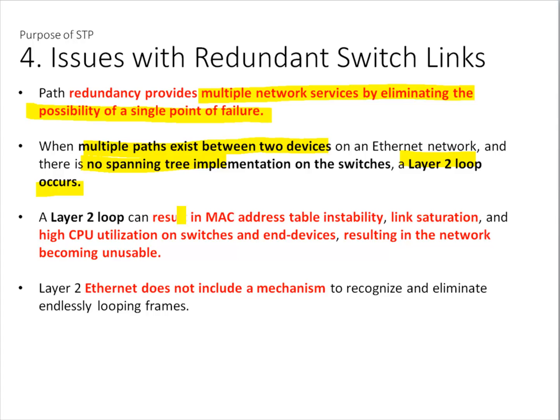So a lot of issues come. The first issue you can see is the MAC address table instability. Instability in the MAC address table means your MAC address table will be filled with the same entries, repeated entries in the MAC address table. Then link saturation, then the CPU will be utilized more, the CPU of the switches and also the end devices.